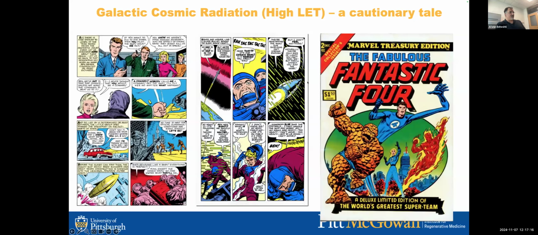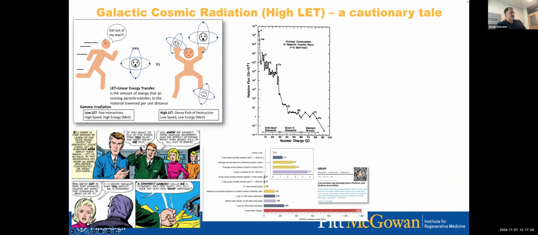So the Fantastic Four, they thought back when this first came out, if you get exposed to galactic cosmic rays, you're going to get superpowers. So let's see if this is true. So one thing you got to keep in mind is what we refer to in radiation biology, and the type of radiation, is LET, which is referring to linear energy transfer. So this is the amount of energy an ion transfers to a cell or a tissue.